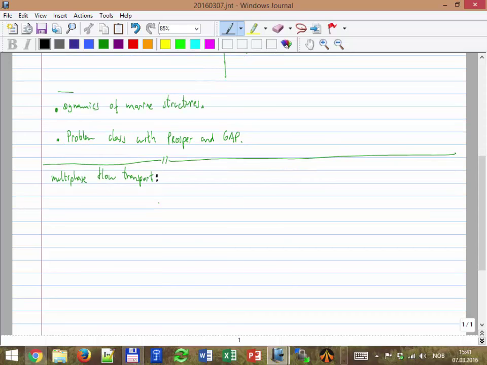Okay. So the first is, multiphase flow transport, as you saw, is very important to see well performance and to see how much fluid I will be able to produce. But the main point is just to see if I have enough energy to produce the desired rate.